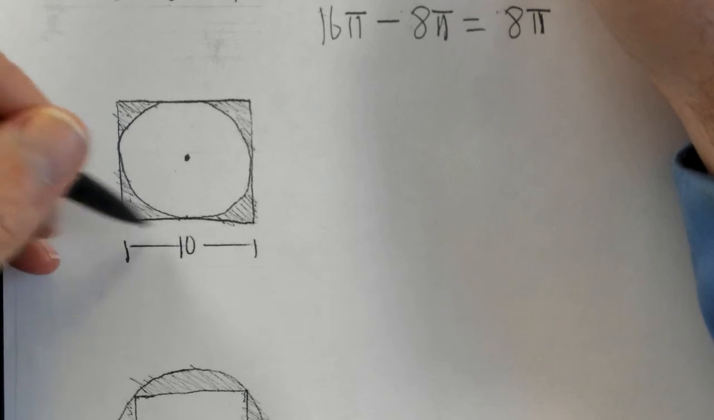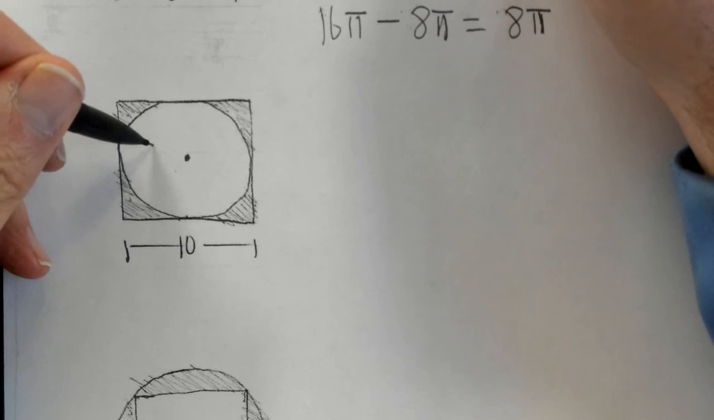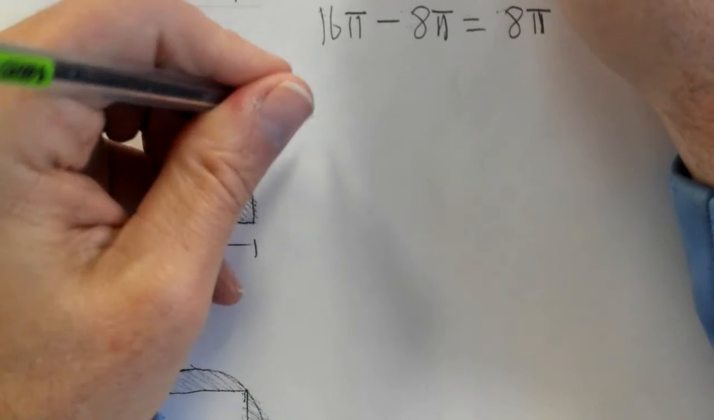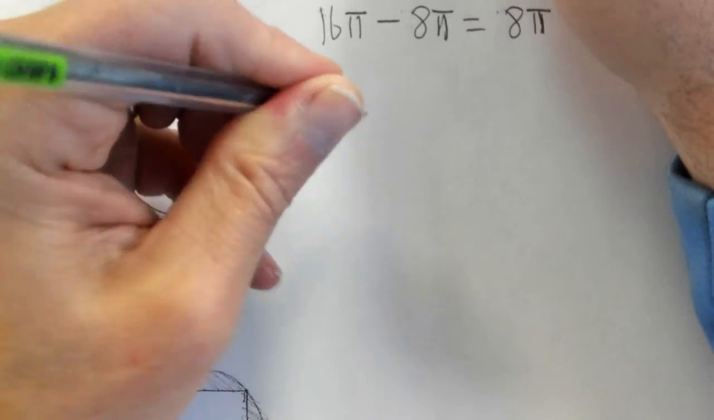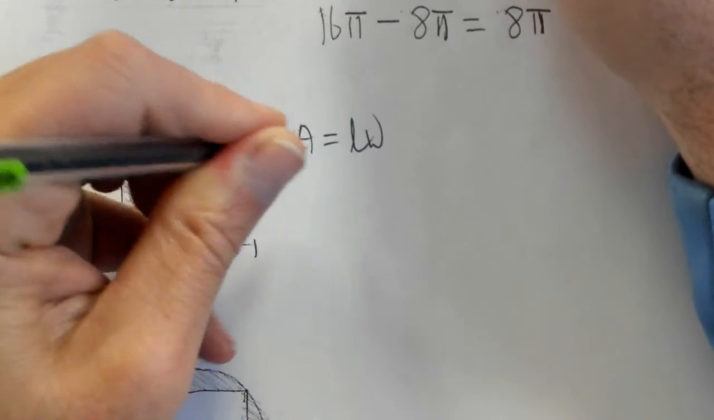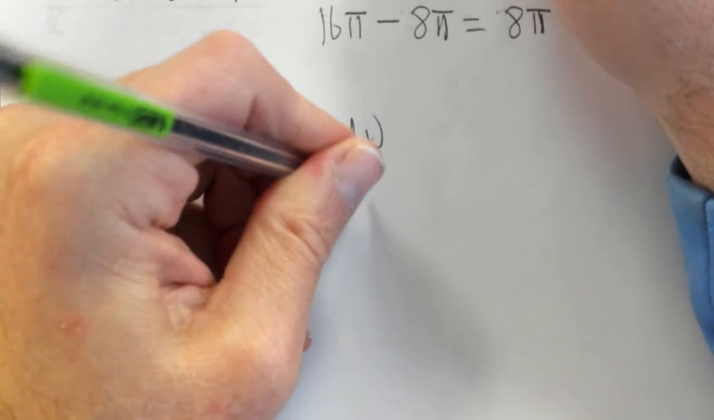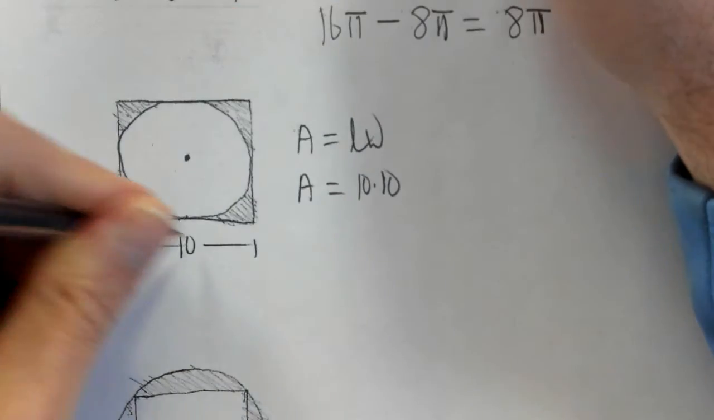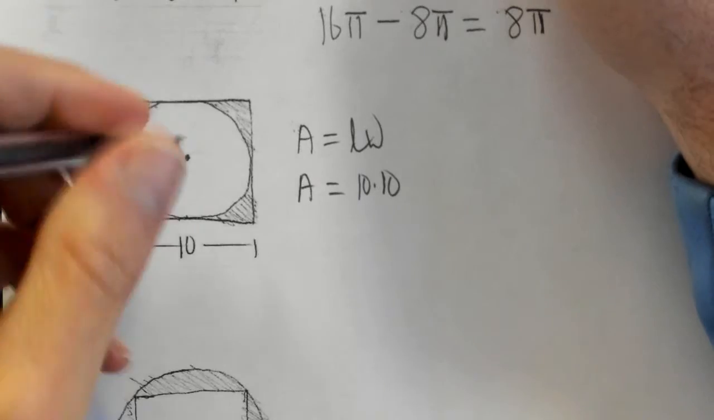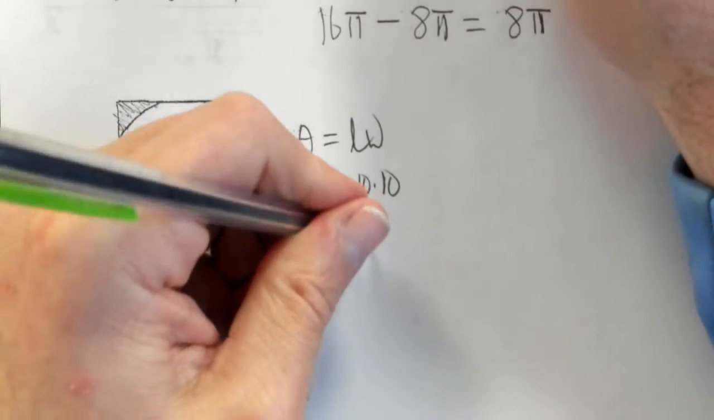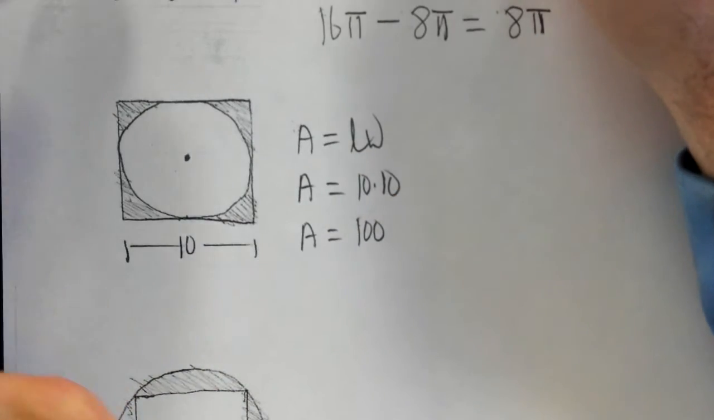So again, we want to find the area of the whole figure and subtract off the empty space. Well, what's the whole figure? Well, the whole figure is a square. We've already learned how to find the area of a square. It's length times width. And so that would be 10 times 10, because remember, in a square, all sides are the same. And so that's going to be equal to 100. So the area of the whole thing is 100.